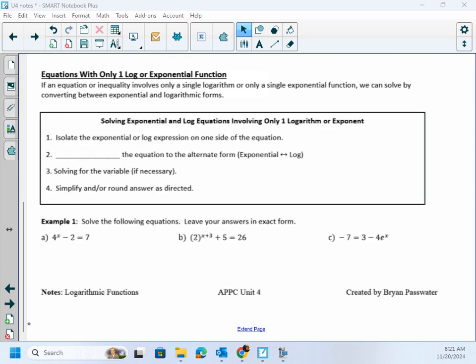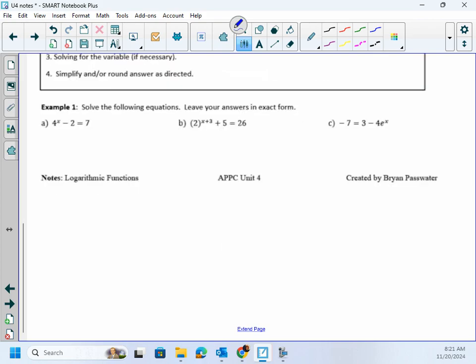If it says leave it in exact form, that means you can leave it in the form log of 7. That is an exact form. So, convert the equation to the alternative form. Here we go. Here's our first one.